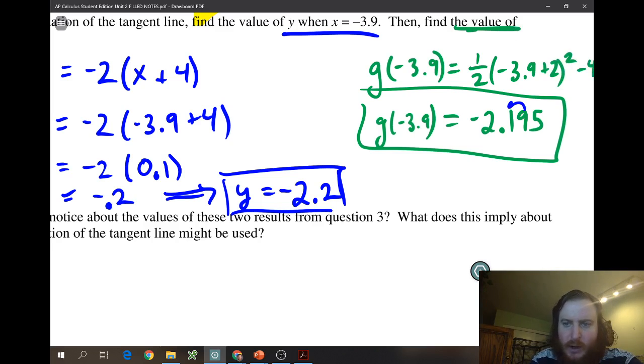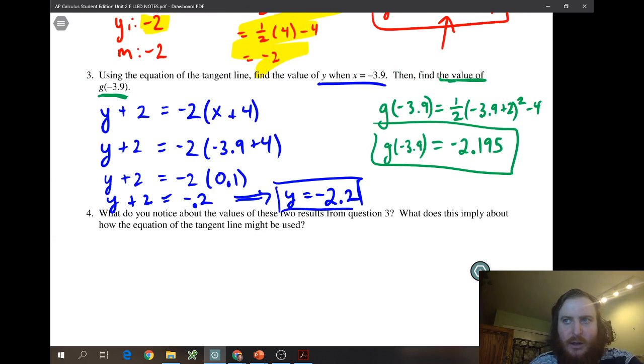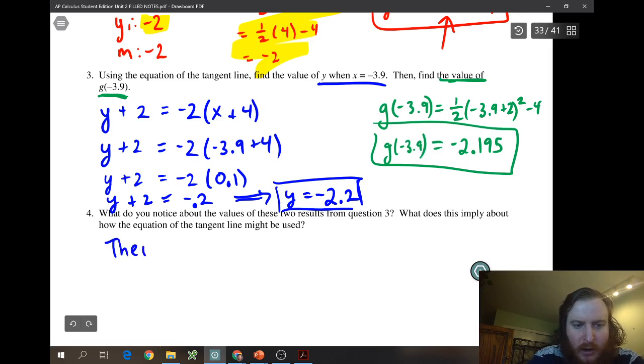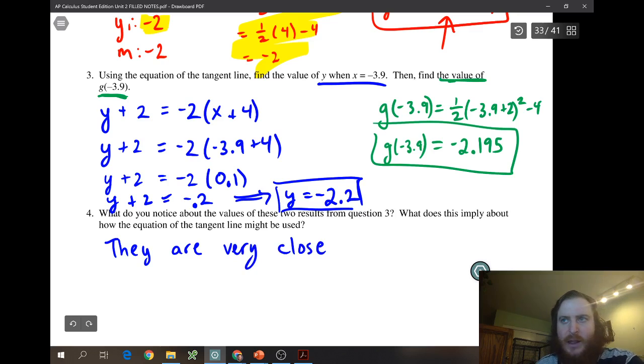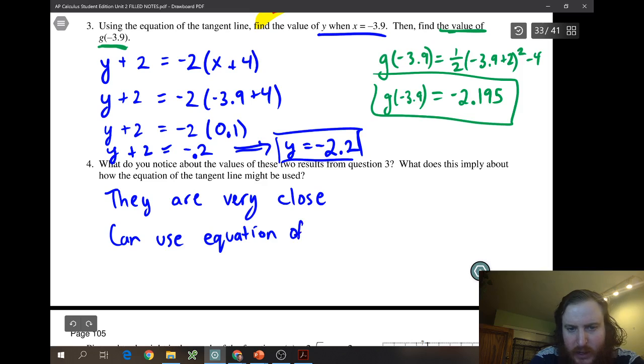In calculus, you're never, ever going to round to 1 decimal, right? So these are different numbers. They're not the same. Do not tell me that they're the same. They're not. But they are very, very close. So what do you notice about these two results? They're not the same, but they're very close. So what do we think that might mean? That might mean that we can use the equation of the tangent line to approximate, right?